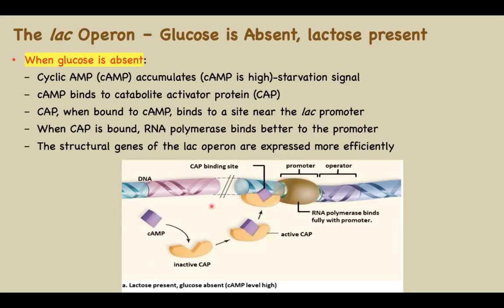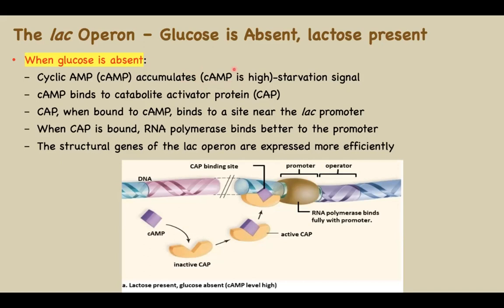Okay, for this one, when glucose is absent and lactose is present, okay, ada lactose tapi tak ada glucose. So, the cAMP accumulates. Okay, dia dah lapar. So, this is the starvation signal. So, that means bila dia accumulate banyak-banyak, the cAMP will be high in the cell.